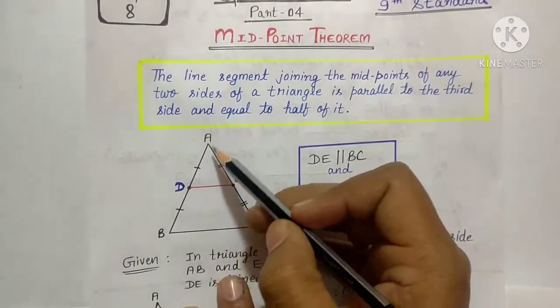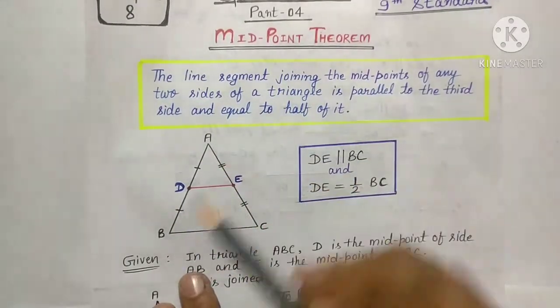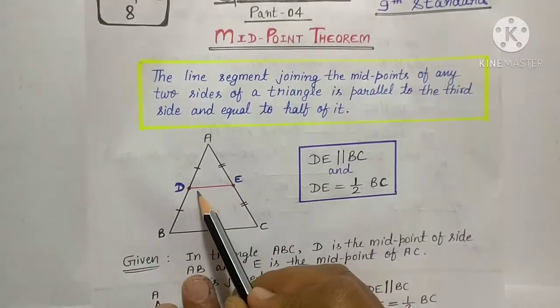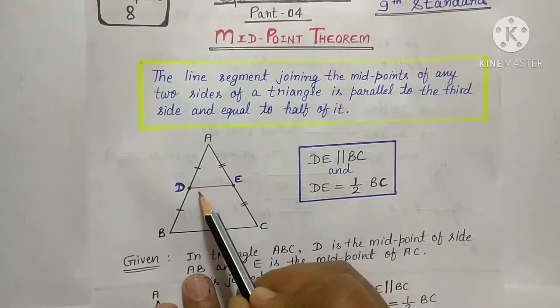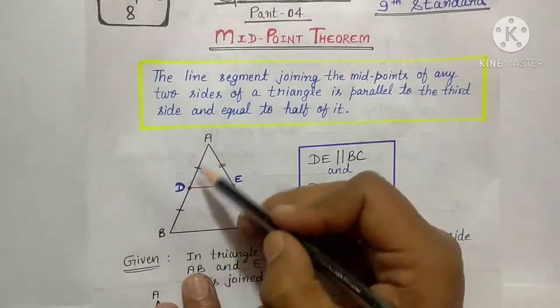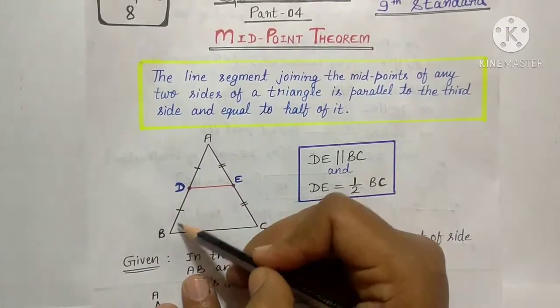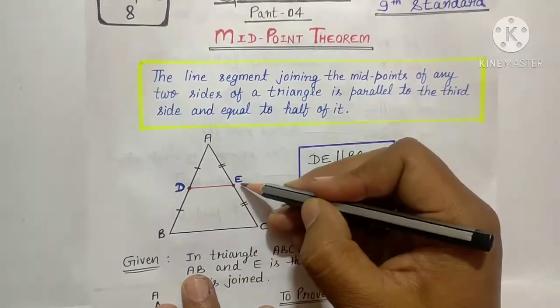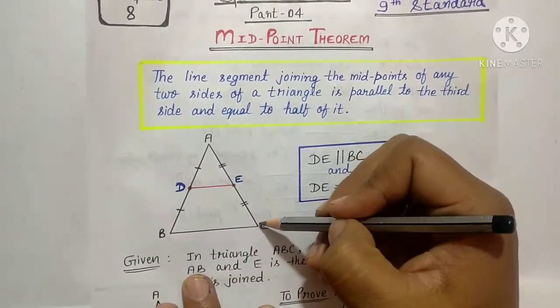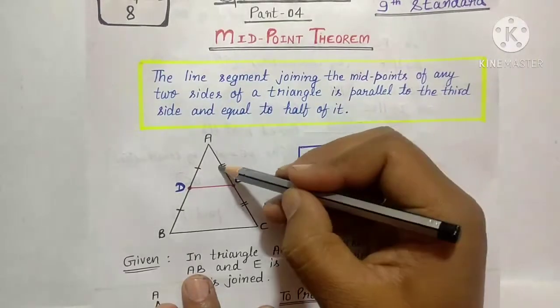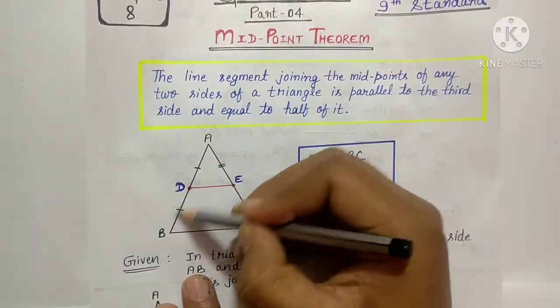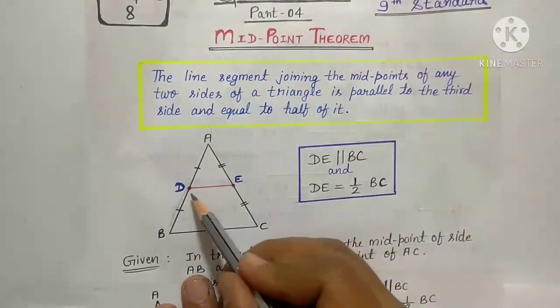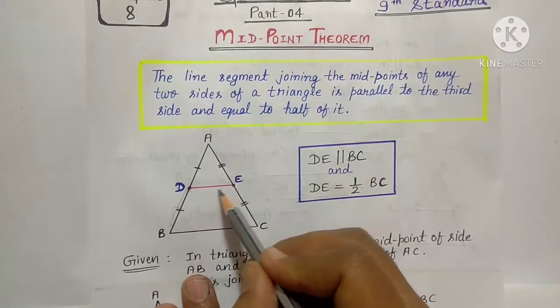Let's see the figure. The figure is given, triangle ABC in which line segment DE is made from the midpoints of sides. As you can see here, D is the midpoint of AB. Therefore, BD is equal to AD. In the same way, E is the midpoint of AC. Therefore, CE is equal to AE. This part is equal to this part, and this part is equal to this part. Now, DE is the line segment joining these two midpoints.